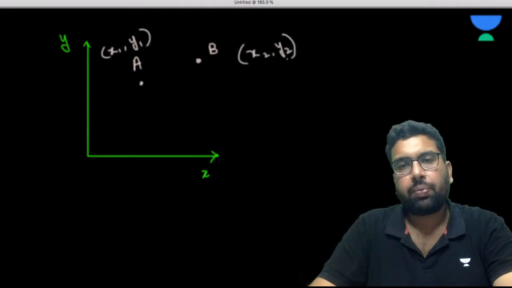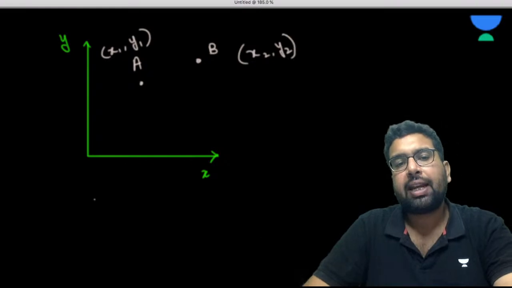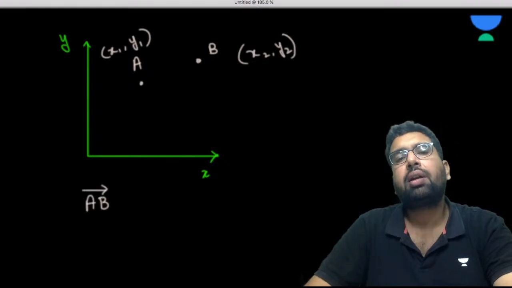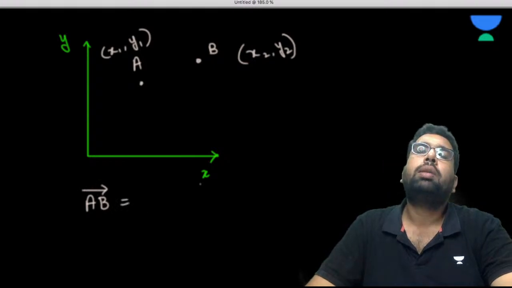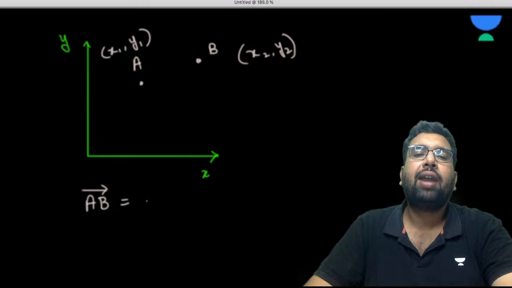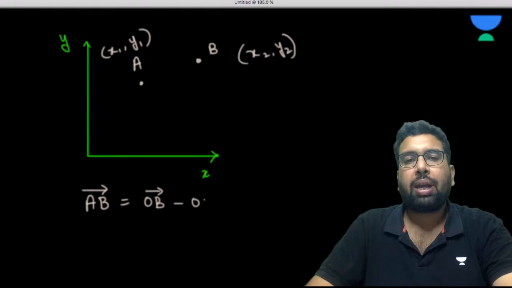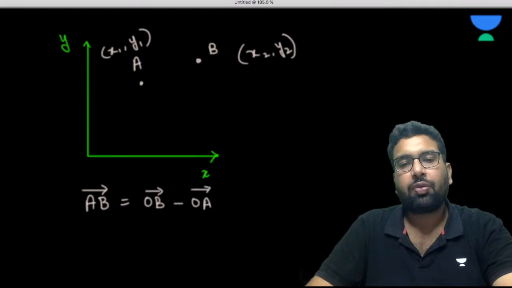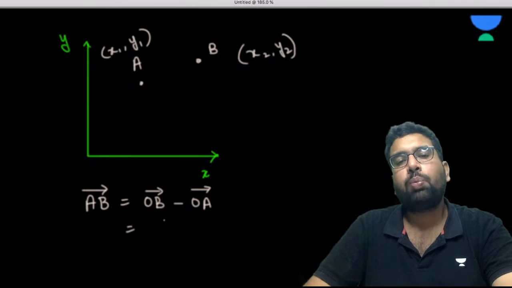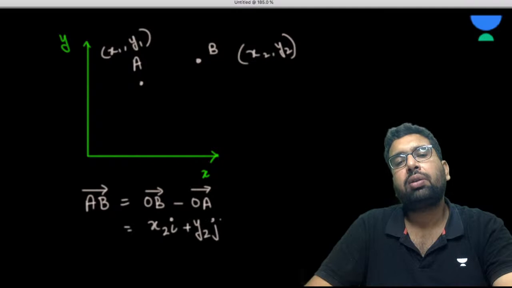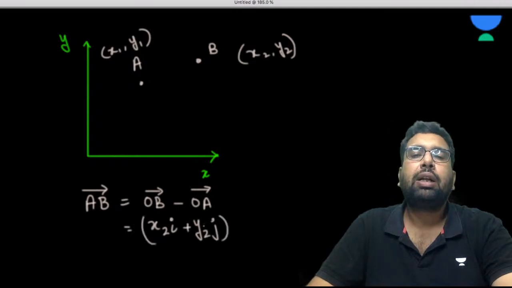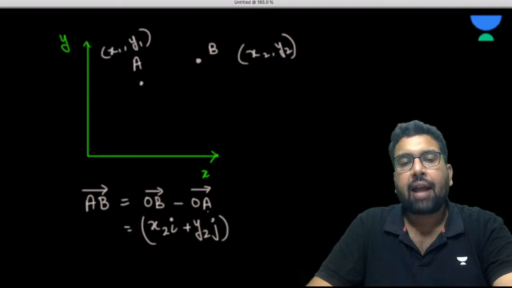So x2, y2. Okay. Now if I want the AB vector, if I want the displacement vector in the direction of AB or displacement vector between A and B, can I directly write, sir, OB vector, that is the position vector of point B, minus OA vector, that is the position vector of point A? So what is this OB vector? We just have understood how to write the position vector of some point. So basically it is written like this: x coordinate i plus y coordinate j, minus OA vector.